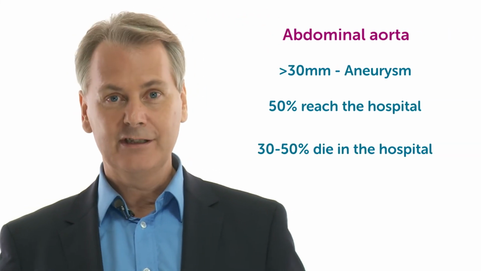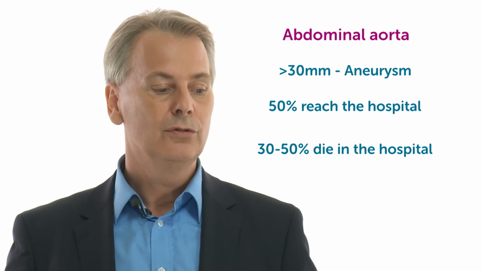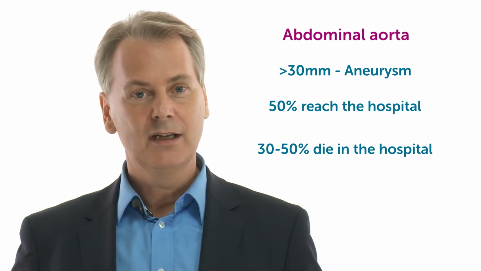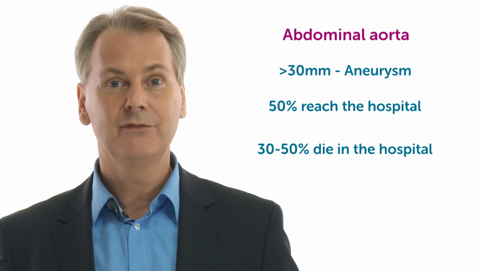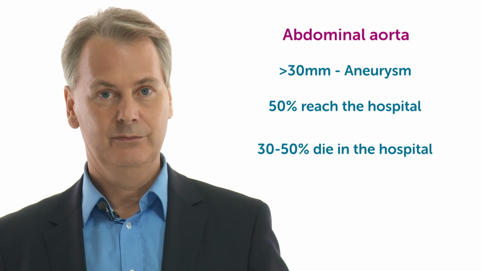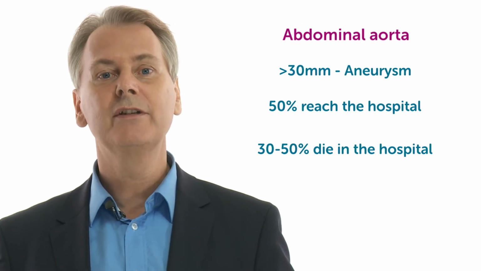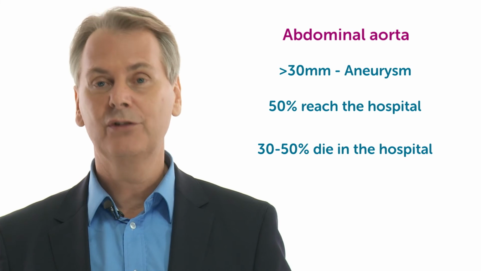And if you look at the facts, first of all, an aneurysm in the abdomen is defined as an increase in the width to above 30 millimeters. But if these aneurysms rupture, and the risk is relatively high if it exceeds a certain diameter, then only 50% reach the hospital. And of those who reach the hospital, 30 to 50% die. So I think it definitely makes a difference to diagnose these, especially if you have high-risk patients.